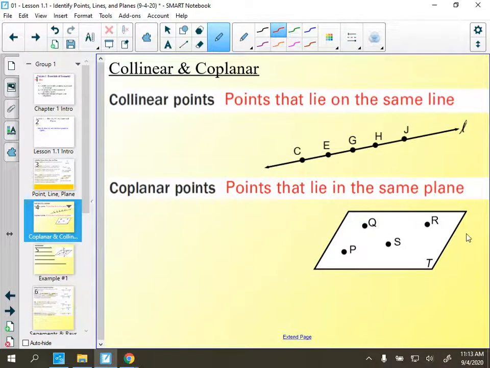Coplanar works exactly the same way. It's points that lie in the same plane. Add both of these definitions to your notes. We could say points P, Q, R, and S are coplanar on plane T, or points P, Q, R, and S are coplanar on plane PQS, if I wanted to name it a different way. So that's collinear points and coplanar points.